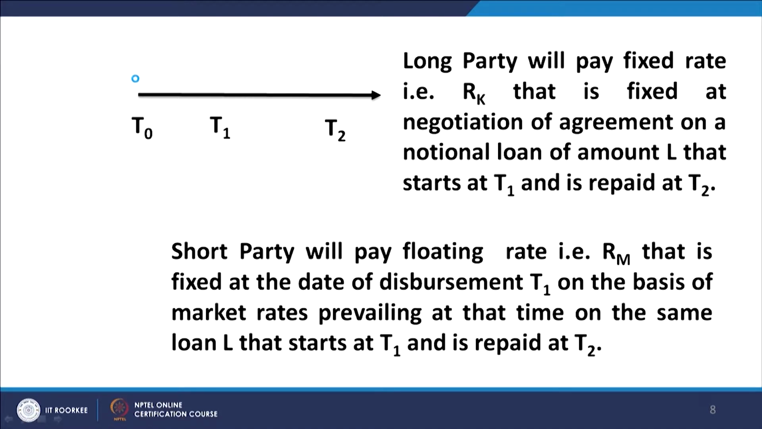Now, of course, there may be issues relating to day count, but they would be contained in the forward rate agreement itself, whether actual upon 365 is to be used, actual upon 360 is to be used, or the fixed rate party is going to pay on an actual upon 365 basis, and the floating rate party is to pay on an actual upon 360 basis. Whatever it is, it would be part of the agreement itself.